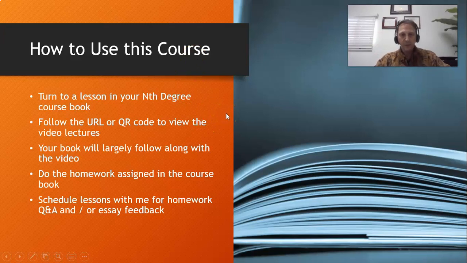To be honest, I really recommend that you use a screen larger than a phone, at least like an iPad. I'm a laptop person myself, and I think that when you use a larger screen, it's going to be easier for you to follow the lectures, especially the written material. But that's up to you. I know that a lot of younger people really basically do everything on their smartphone. So you're going to be following the video lectures, and then you'll also have your print book. And you'll notice that the book will largely follow along with the video. Afterward, when you go back to your course book, you're going to find homework at the end of the lesson.